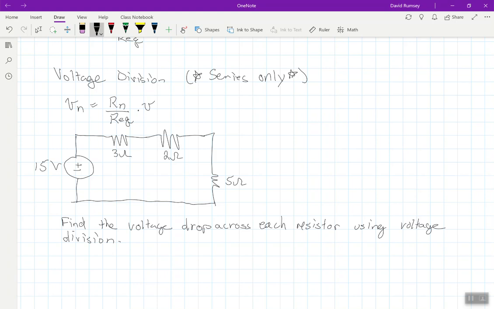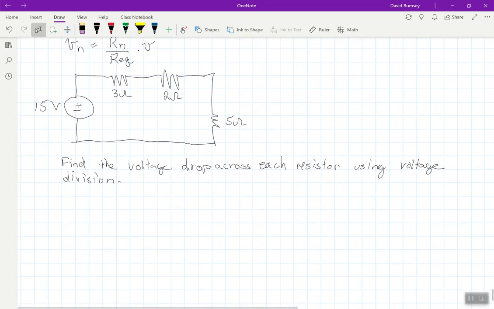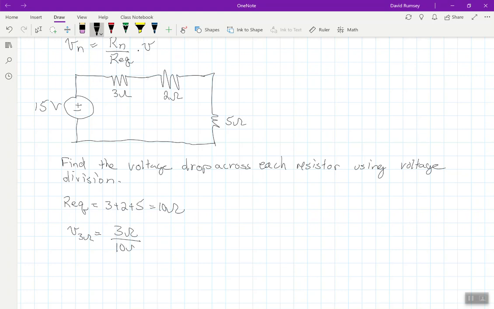Okay, so we're going to find the voltage drop across each resistor using voltage division. So there's really not much going on here. First we find R equivalent, which is, of course, 3 plus 2 plus 5, which is 10 ohms because we're in series. And then we simply go ahead and find all those voltages. So V for the 3 ohm would simply be 3 ohms divided by the R equivalent, which is 10, times 15. And so we do that, we get 4.5 volts.